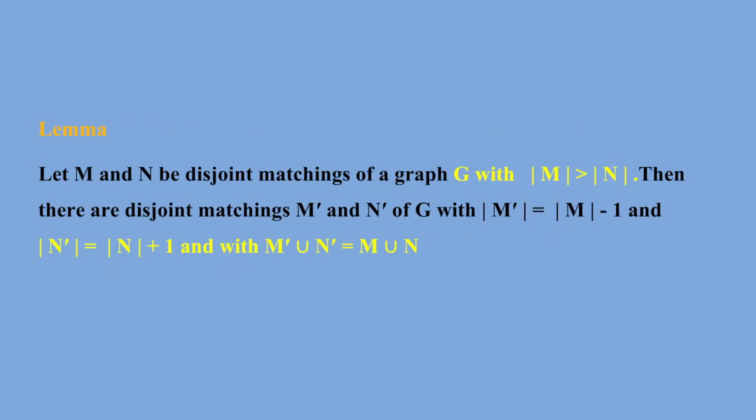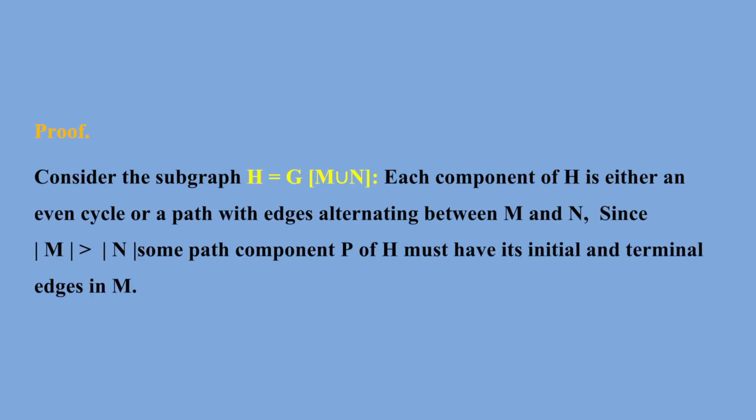First, we are going to see a lemma. Let M and N be disjoint matchings of a graph G, with cardinality of M greater than cardinality of N. Then there are disjoint matchings M dash and N dash of G with cardinality of M dash equal to cardinality of M minus 1 and cardinality of N dash equal to cardinality of N plus 1, and with M dash union N dash the same as M union N. Let us see the proof now.